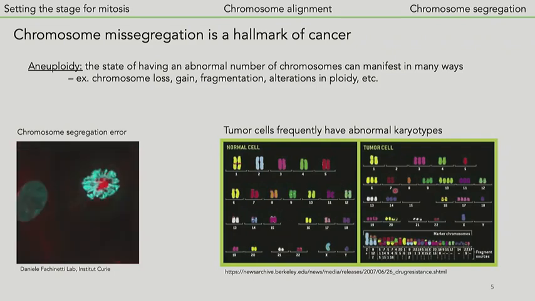But if you look at the chromosomal complement of tumor cells, you can see all sorts of different abnormalities, including loss of whole chromosomes, as I mentioned, addition of extra copies, and fusion events, and these can be driven by problems in mitosis.